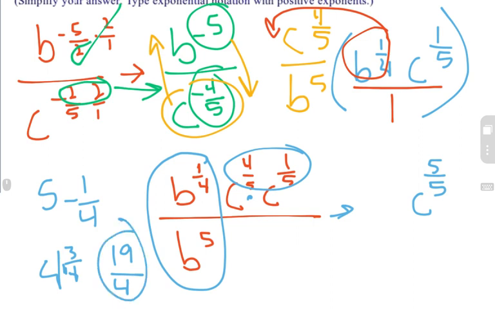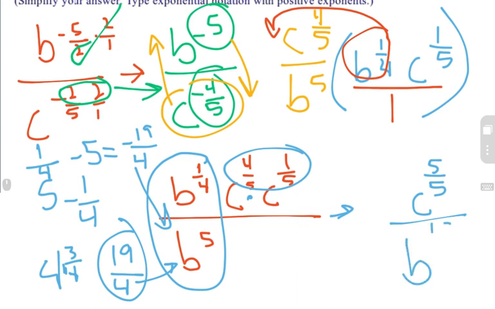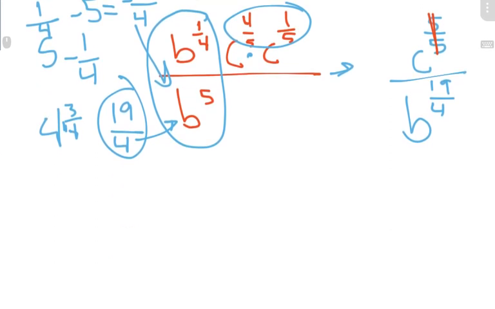Now I'm going to have that be on the bottom because I subtracted, and it was actually 1/4 minus 5, which would have given you a -19/4, which means that it needs to go back down to the bottom. So on the bottom of the c, there would be b to the 19/4, and then we could probably just reduce the 5 to be a 1/1 and call that our final answer. So c to the 1st power over b to the 19/4.